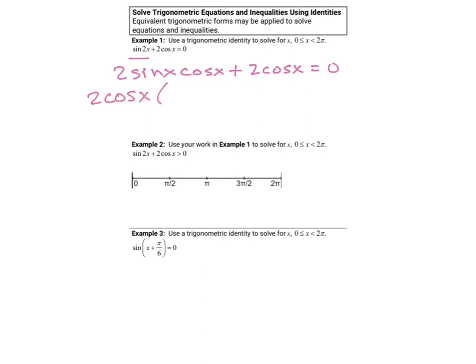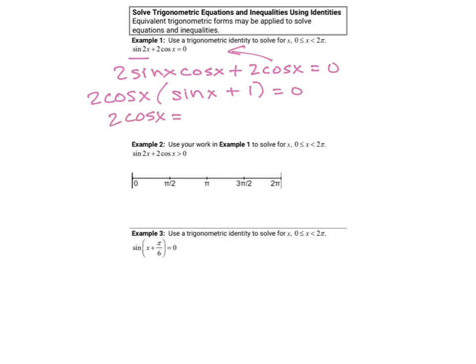2 cosine x, and what's left? Sine x plus 1. Be careful: if you pull out that 2 cosine x, you're leaving a 1. Equal to 0. Now what? We've got a product of 2 things. The zero product property says if the product equals 0, one or both are 0. So set them equal to 0 and solve for x.